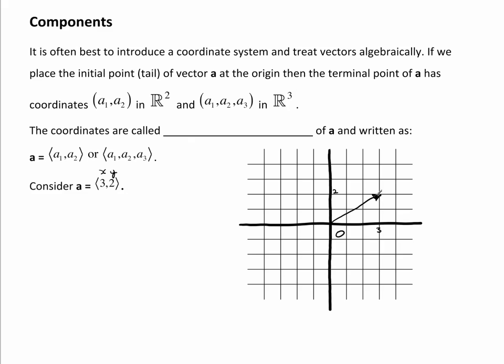Now these coordinates are referred to as the components of A. Remember, these are all vectors. So this is vector A, and I'm going to say it goes from O to P. I'm going to make this point right here point P, and point P has coordinates 3, 2.